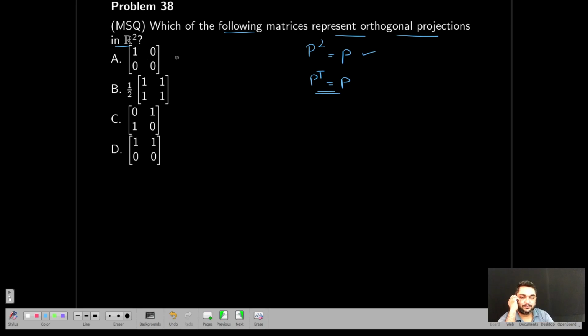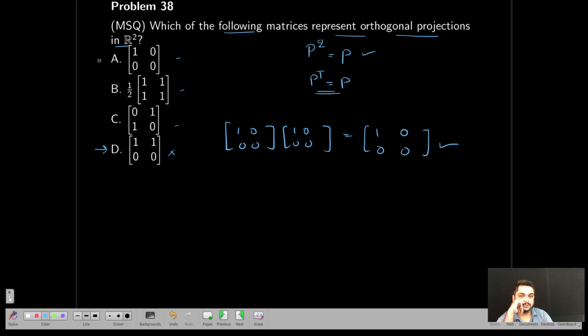This is symmetric. This is symmetric. This is also symmetric. The 0 1, 1 0 matrix is not symmetric, so you ignore this. Now we check for which P square is equal to P. How will you check P square equal to P? You multiply the matrix twice. 1 0 0 0 times 1 0 0 0 gives 1 0 0 0. I'm getting back the same matrix, so this is true.